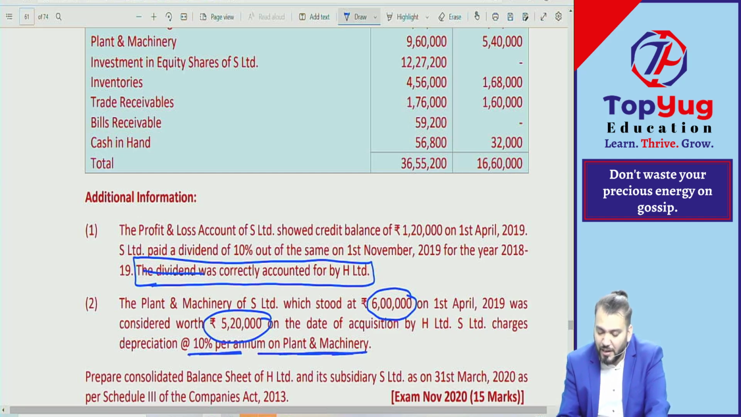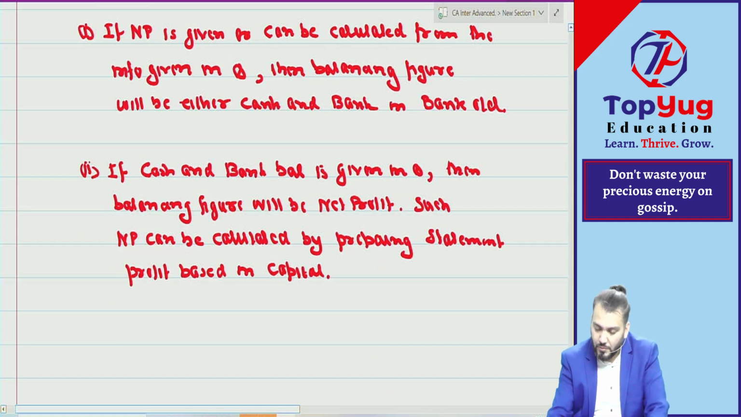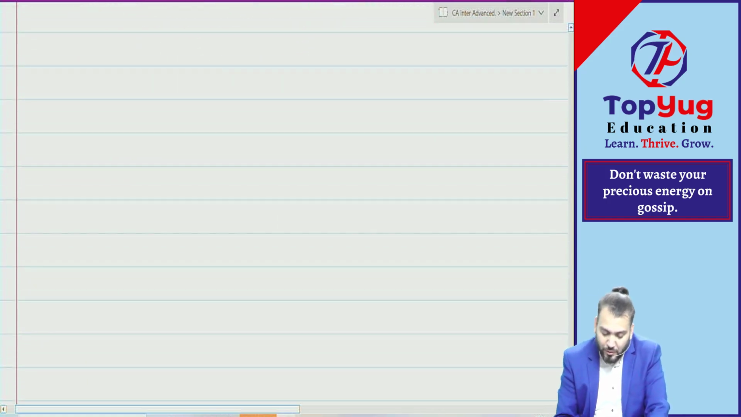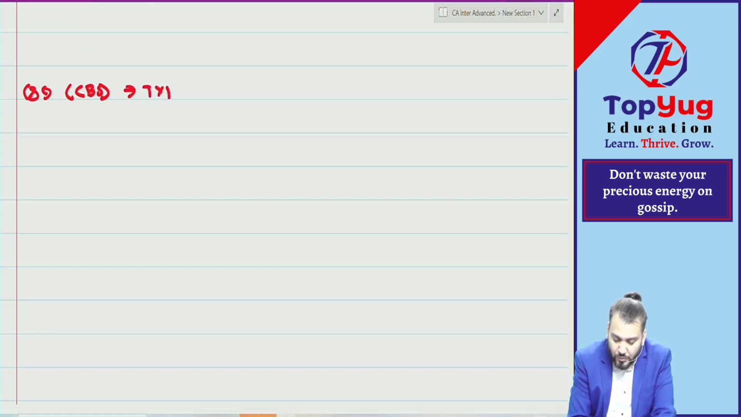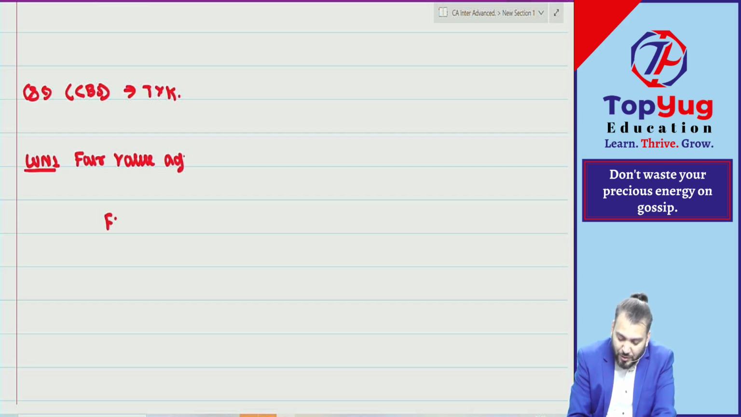Prepare consolidated balance sheet. Can we do it? Follow. We are doing question number 9 of which chapter? Consolidated balance sheet, it is Test Your Knowledge. Working note number 1. First is what? Fair value adjustment. But what is the fair value given on the date of acquisition?